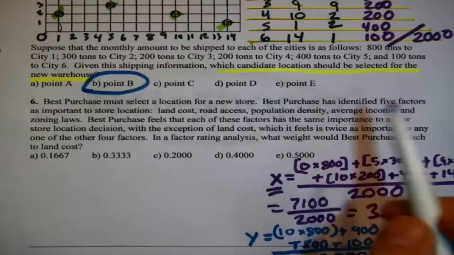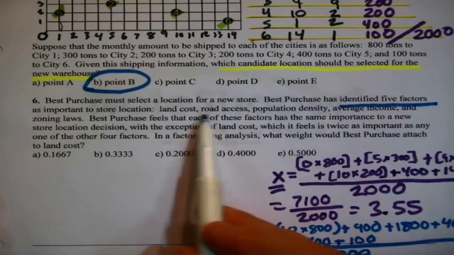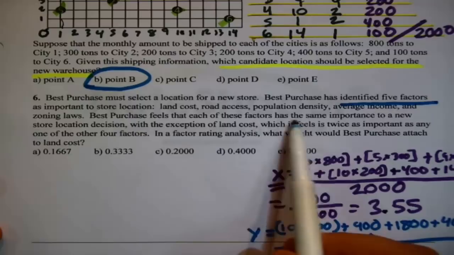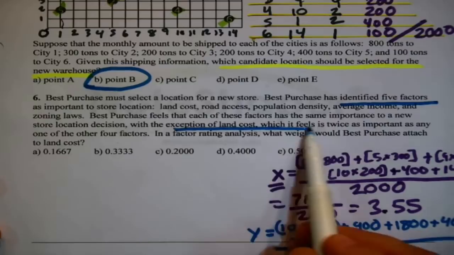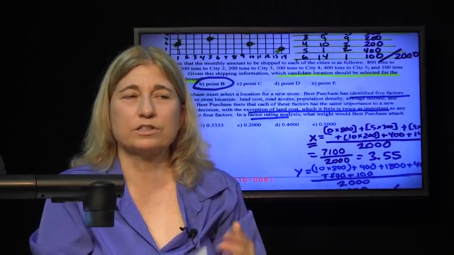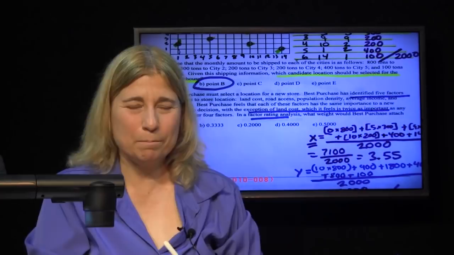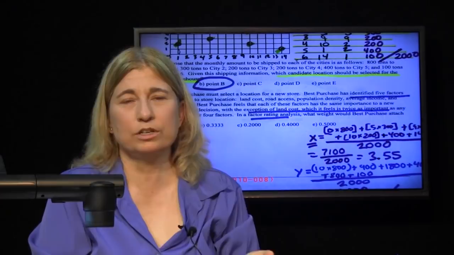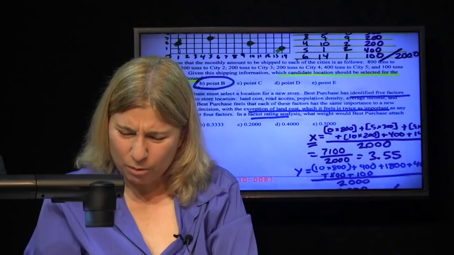Now, next question. Best Purchase must select a location for a new store. Best Purchase has identified 5 factors as important to store location. Land costs, road access, population density, average income, zoning laws. They feel that each of these factors is the same importance to the new store location decision, with the exception of cost, which it feels is twice as important. This particular question says factor rating analysis. That was the third methodology that we looked at in class. But even if it didn't mention factor rating analysis, the fact that it's talking about these factors and their relative importance to each other is the giveaway it's about that methodology.